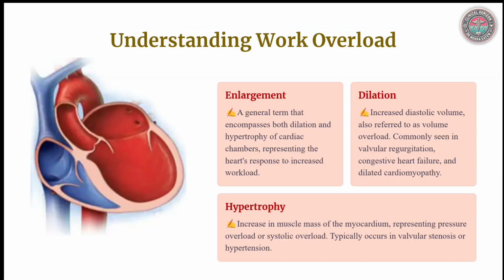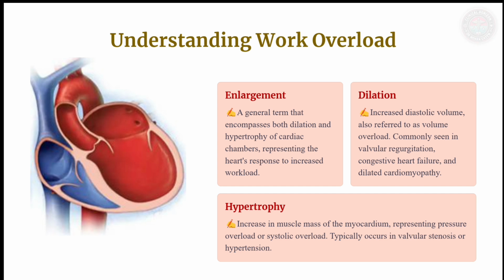Understanding overload. Cardiac enlargement encompasses both dilation, that is, chamber volume increase, and hypertrophy, that means muscle mass increase. Dilation occurs in volume overload conditions like mitral regurgitation, whereas hypertrophy develops from pressure overload in conditions such as aortic stenosis. While initially compensatory, prolonged overload can lead to cardiac dysfunction and heart failure.